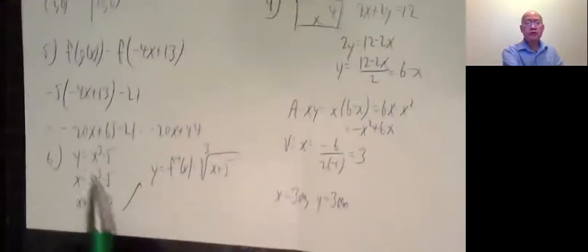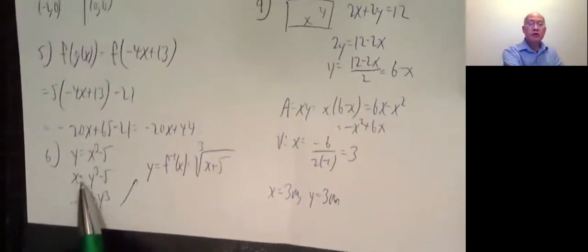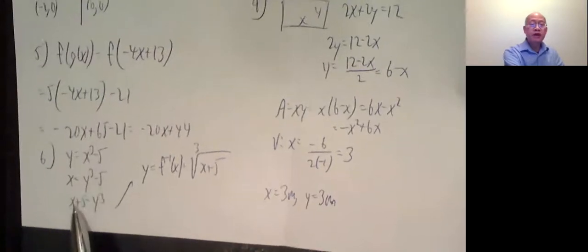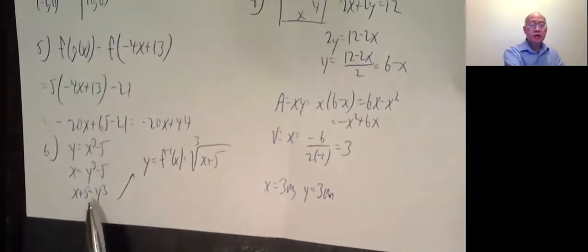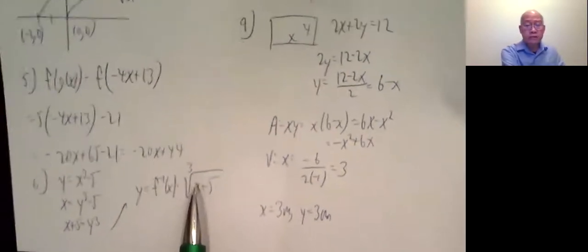Number 6, find the inverse. y equals x cubed minus 5. Switch around x and y. x is y cubed minus 5. Add 5. x plus 5 equals y cubed. Take the cube root. So y, which is f inverse of x, is the cube root of x plus 5.